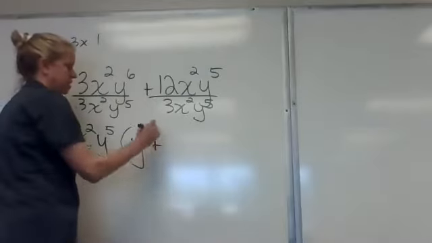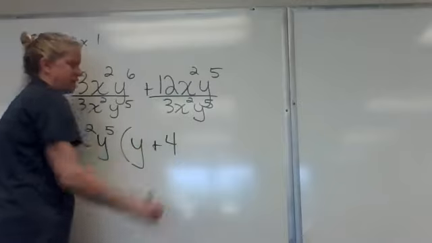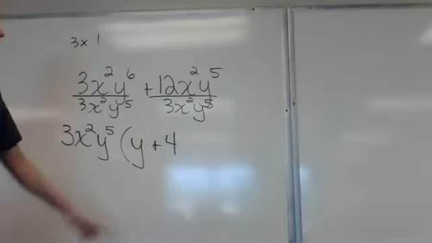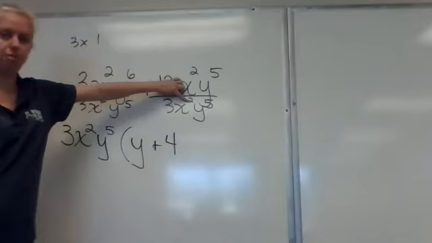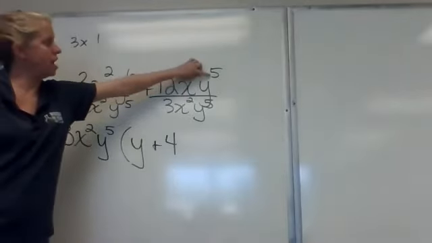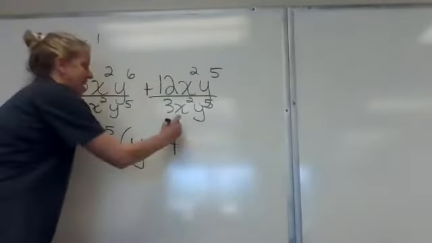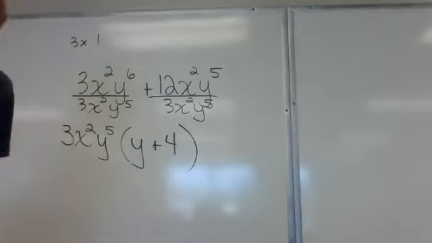Go to the next one. Plus 12 divided by 3 gives me 4. I had x squared, but I pulled it out. I had y to the 5th, but I also pulled it out. So I don't have anything left besides that 4.